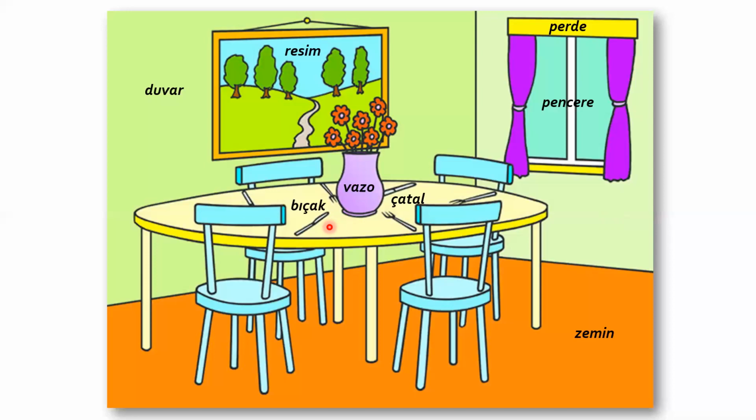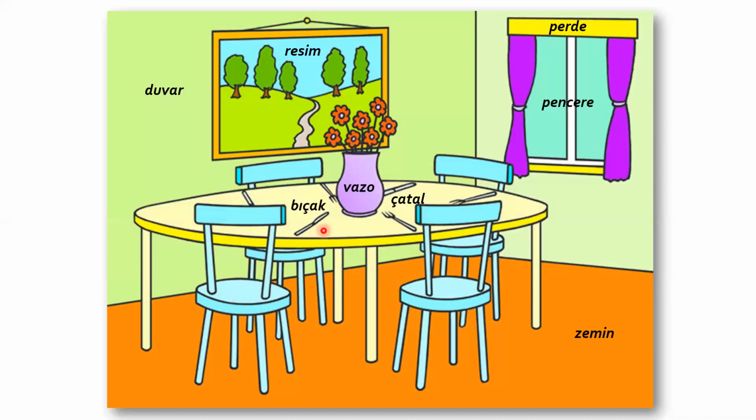Okay. Let's say the knife, bıçak, the knife is not on the chair. You go first. The answer will be bıçak sandalyede değil. Bıçak sandalyede değil.